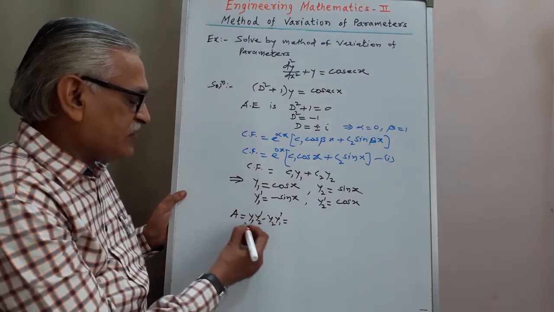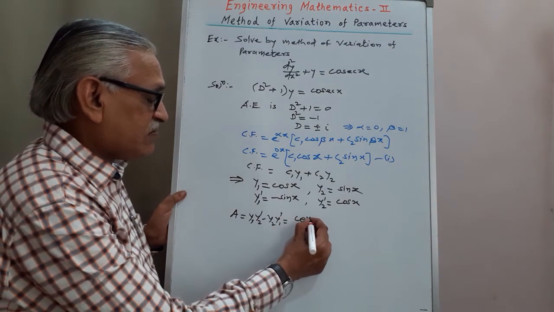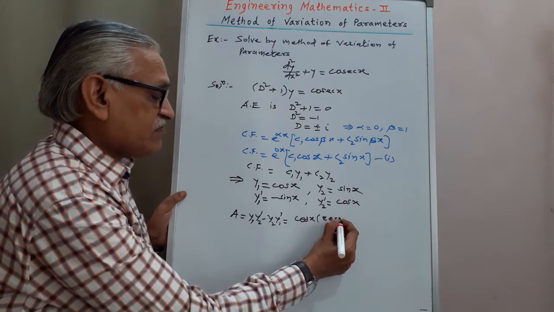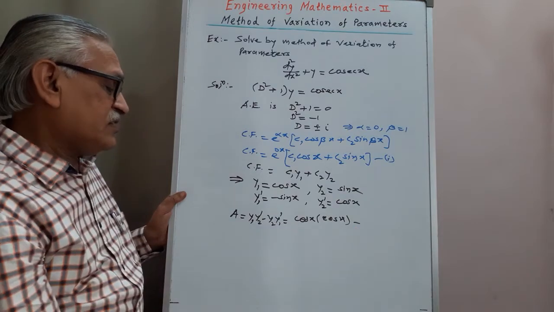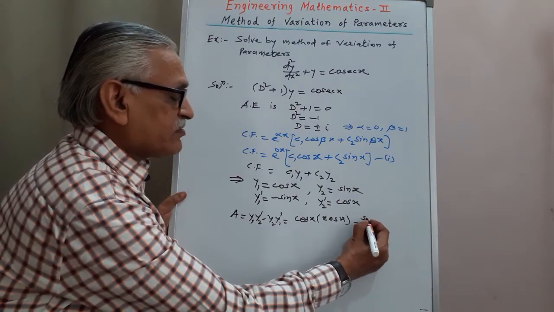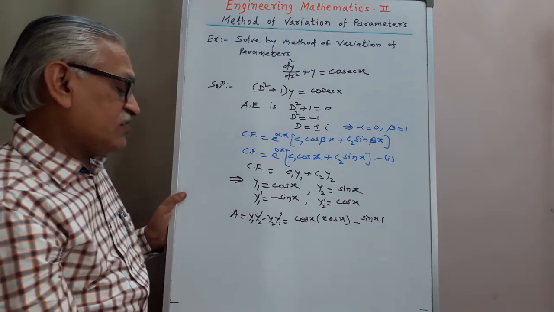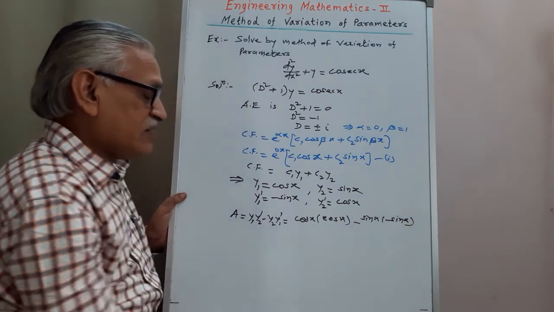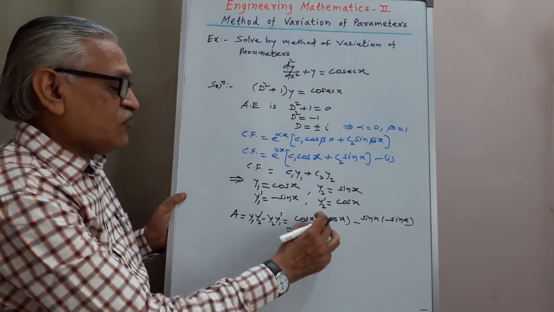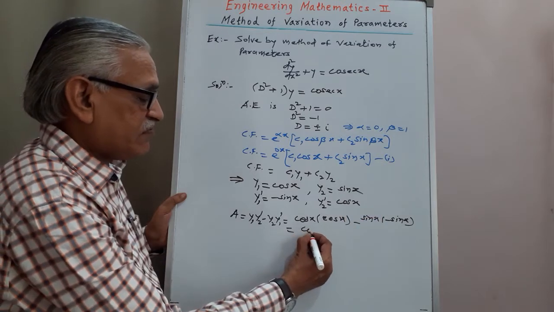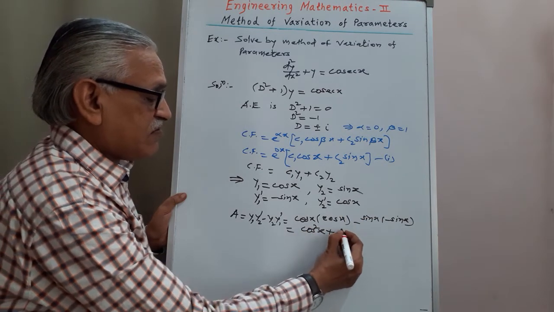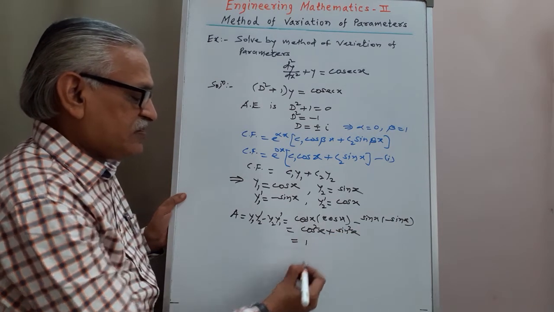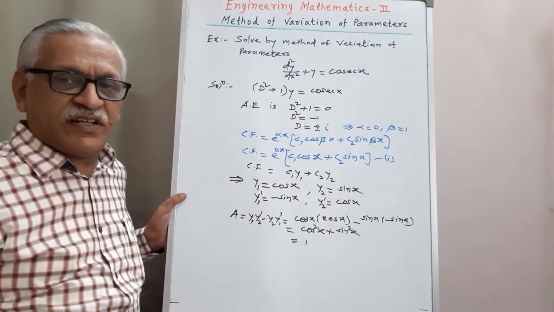Substituting all these four values here, y1 is cos x, y2 dash is again cos x, minus y2 which is sin x, and y1 dash which is minus sin x. We get cos square plus sin square, and the value of this is 1. Therefore, we get the value of A as 1.